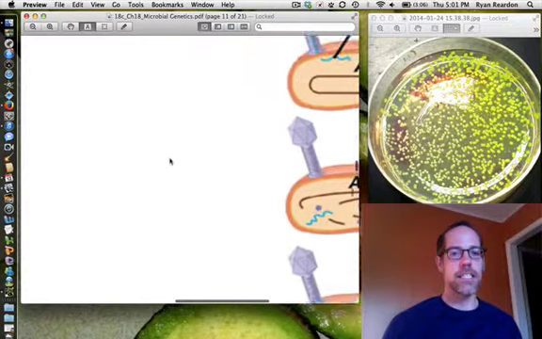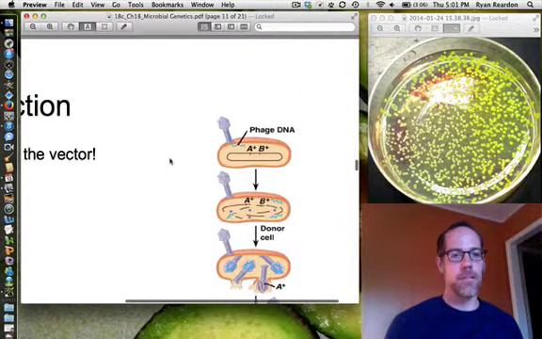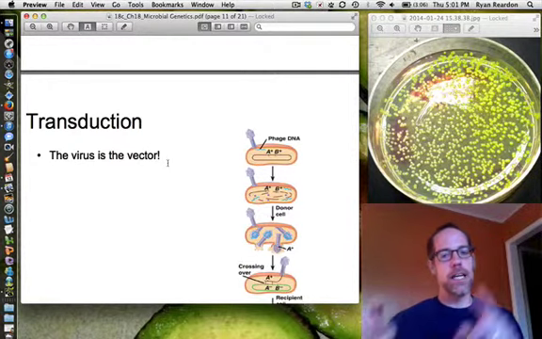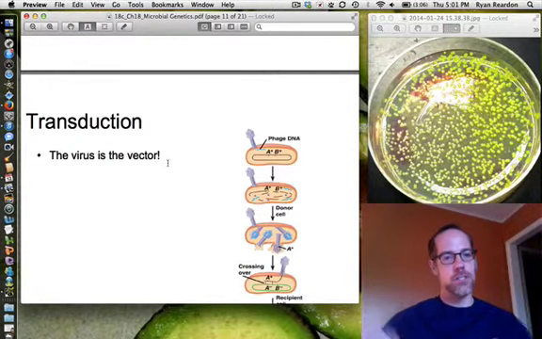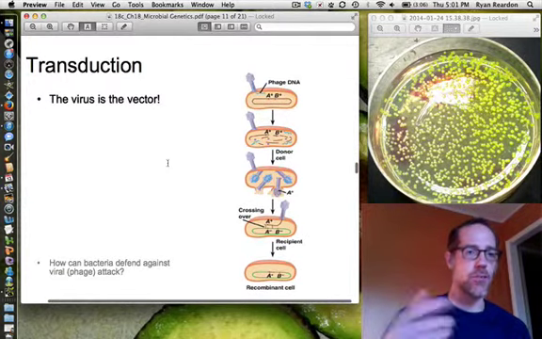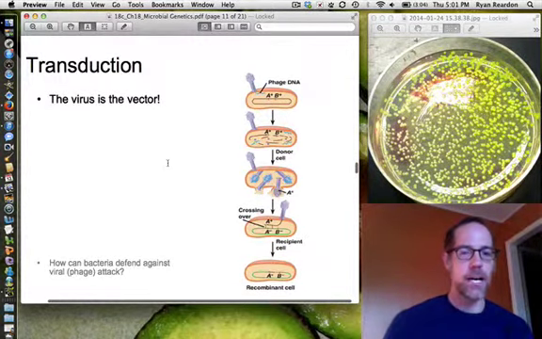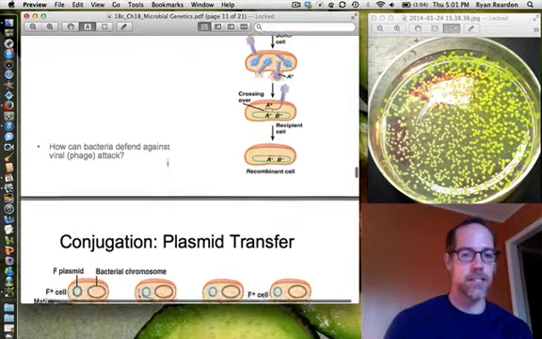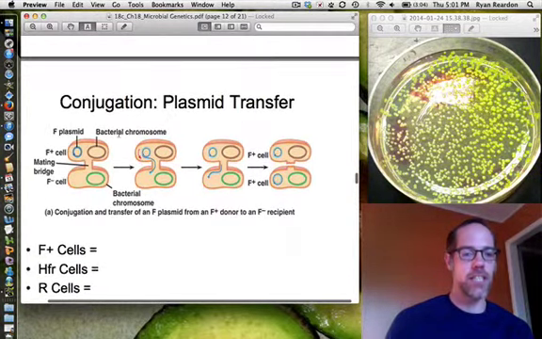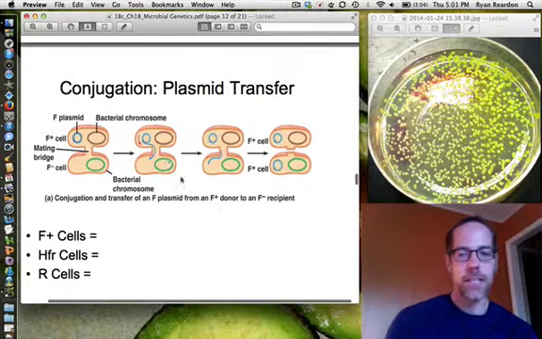So again, that's a lot of talk, but the thing you want to remember is that transduction happens. It's a way to move more DNA between bacterial cells than just transformation alone. Pretty interesting stuff. And of course, you can read about that in your text. And I want you to read about that in your text. What's interesting, it's back to plasmids. And here's conjugation. And I describe that as bacterial sex.